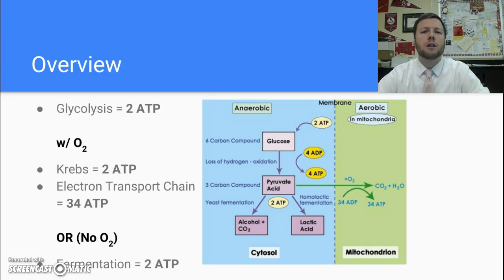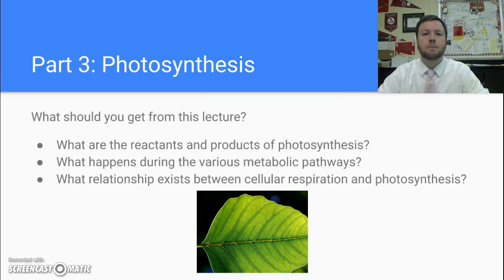So the important part here is no matter what, you start with glucose. So where does that glucose come from? That's where photosynthesis takes place. So what you should get out of this lecture, besides the brief review we just did, were what are the reactants and products of photosynthesis? Remember, different sides of the equation. Reactants are needed to react. Products are what's produced. What happens during the various metabolic pathways?